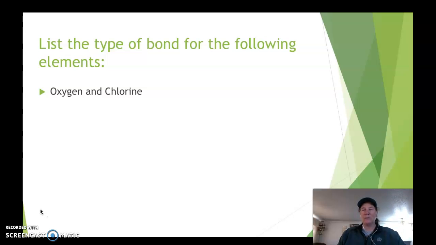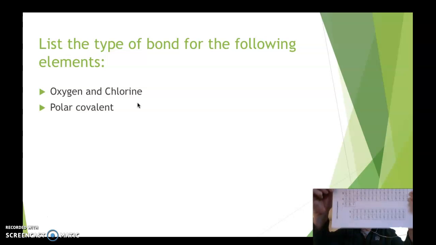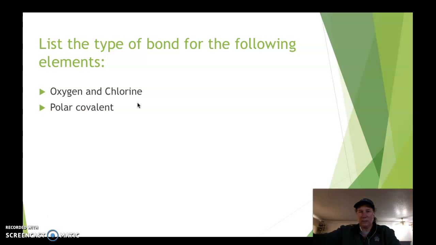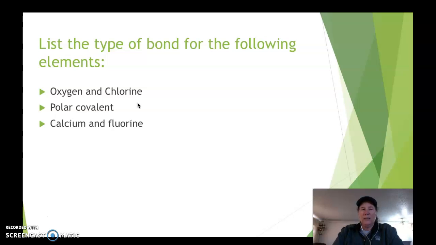And remember, ionic is between a metal and a non-metal. If you have, in this case, like two non-metals, chances are it's going to be covalent. You'll just have to figure out using the numbers. And you should have a chart. I don't know if you can see it, but it looks like this, and it has the numbers on it. Okay? So calcium and fluorine, that would be ionic because those guys have high numbers.